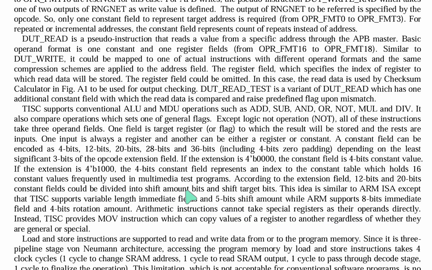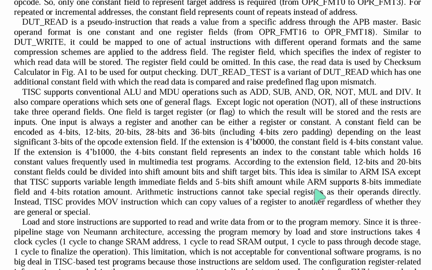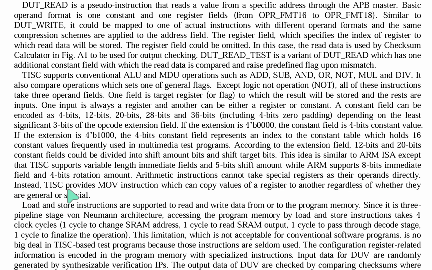the 4-bit constant field represents an index to a constant table which holds 16 constant values frequently used in the multimedia test programs. According to the extension field, the 12-bit and 20-bit constant fields could be divided into shift amount bits and shift target bits. This idea is similar to the ARM ISA, except that TISC supports a variable length immediate field and 4 bits of shift amount, while ARM supports an 8-bit immediate field and 4 bits of rotation amount.